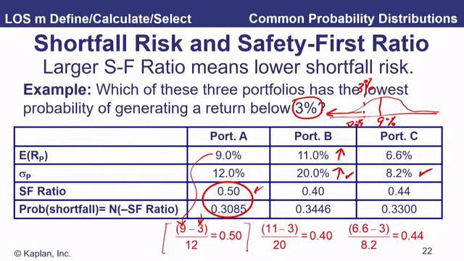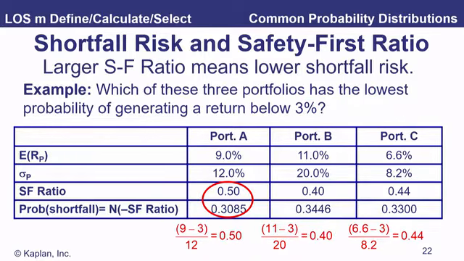Portfolio B, we do that same calculation, and we see that our threshold return of 3 is 0.4 standard deviations below the mean, and for portfolio C, 0.44. So which do we like? Which is going to give us the lowest shortfall risk? Well, the further below the mean is our threshold return, the smaller the percentage probability in the tail. So we like the larger safety first ratio.